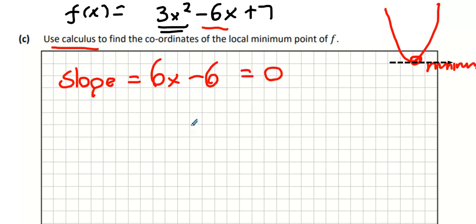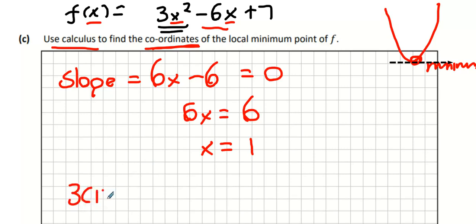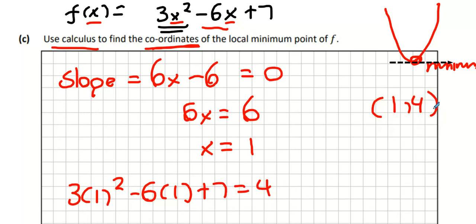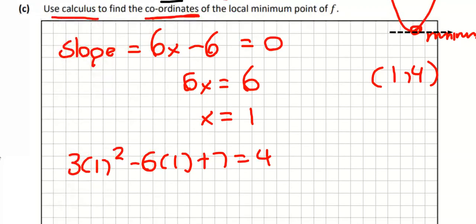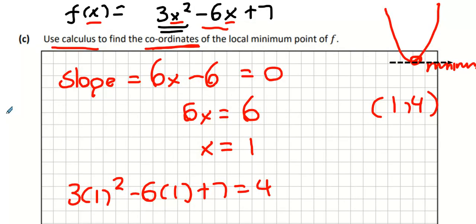What do we know the slope equals? Slope equals 0. Now we're going to get 6x equals 6 and x equals 1. Now, what we'll do is we'll put 1 back into the original equation to figure out what the y value is, because it says coordinates. Ever see the word coordinates? That means an x value and a y value. So I need both. And you have to use your original equation. Okay, so it's going to be 3 times 1 squared minus 6 times 1 plus 7, and the answer is 4. So (1, 4) is your minimum. We all good? Okay. Move on to the next one.